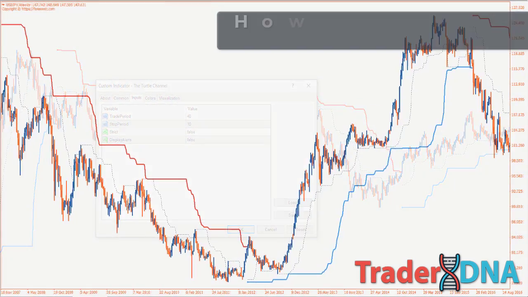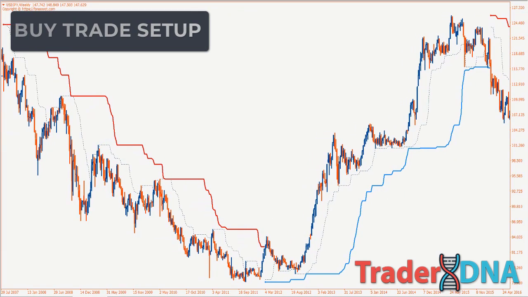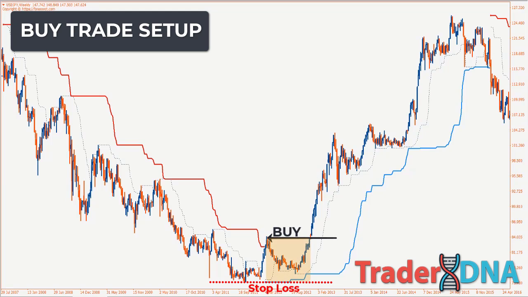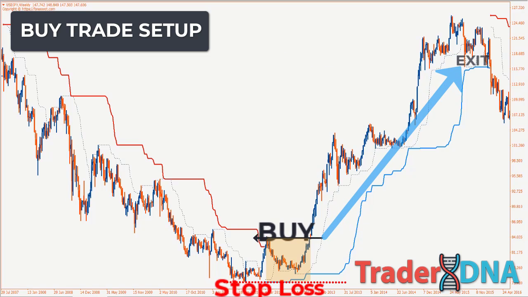Buy trade setup. When to enter. Open a buy order as soon as the lines shift below price action and the solid line changes to blue. When to exit. Trail the stop loss below the lines until stopped out in profit.